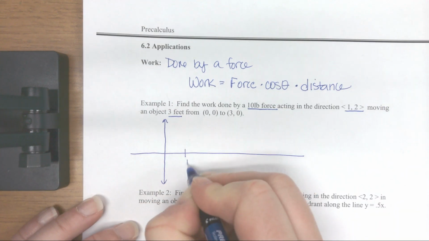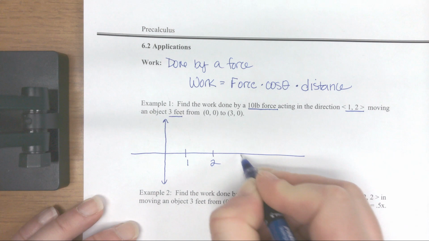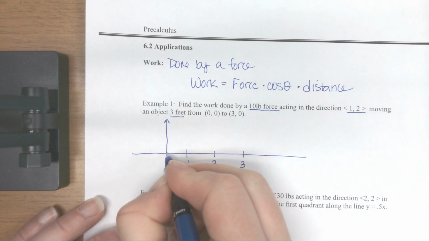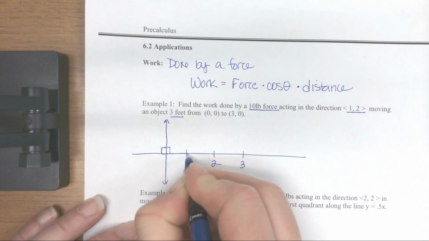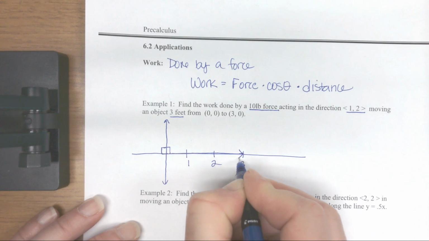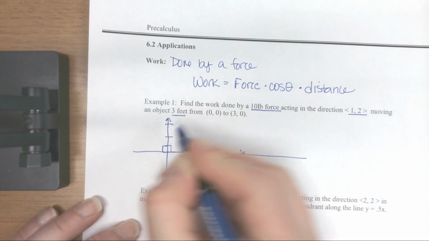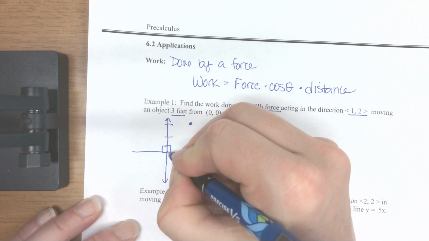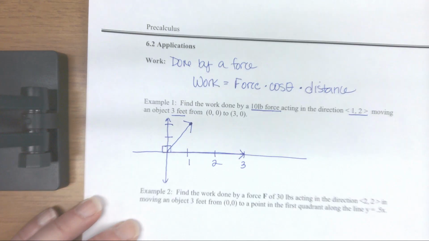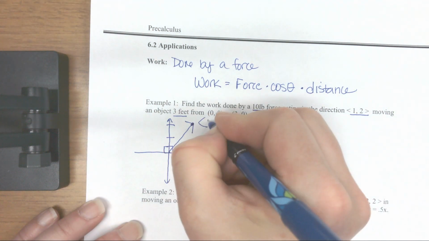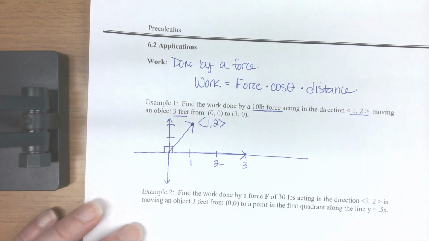and we're going to just put those 3 feet on the x-axis. So here's my object. We're moving it along the x-axis 3 feet. This is the vector that's pulling, and that vector has components 1 and 2.